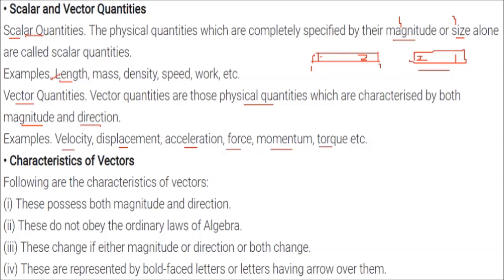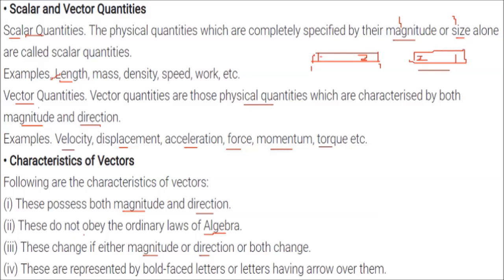So we know the scalar and vector now. What are the characteristics of vector? First of all, vector has magnitude as well as direction. They generally don't obey the ordinary laws of algebra, and if either the magnitude or the direction or both of them change, then the vector quantity will change.